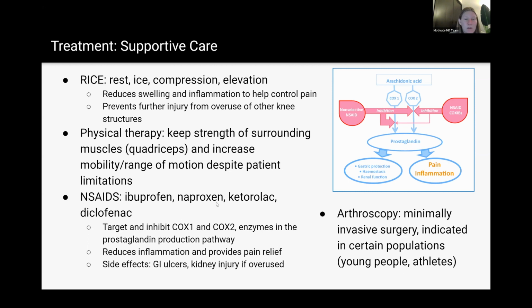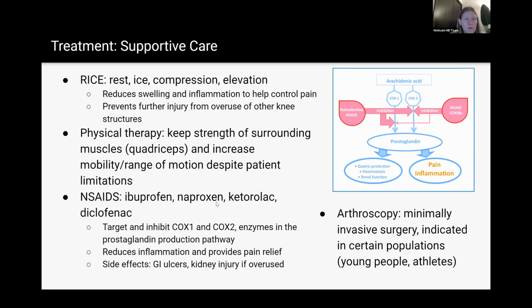So the things that we really worry about in people who are on chronic NSAID use are things like GI ulcers, so like stomach ulcers or other areas of bleeding in the GI tract. And then also these are excreted through the kidneys. And so you can have increased susceptibility to kidney injury if you are overusing NSAIDs.